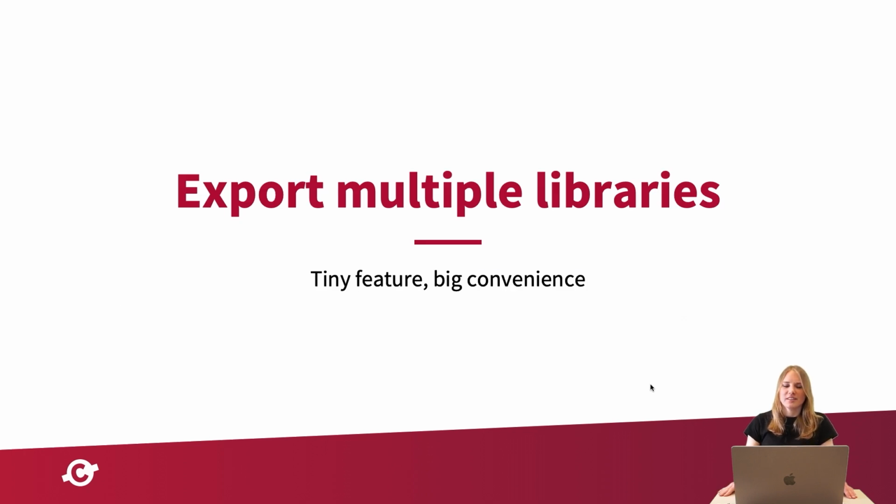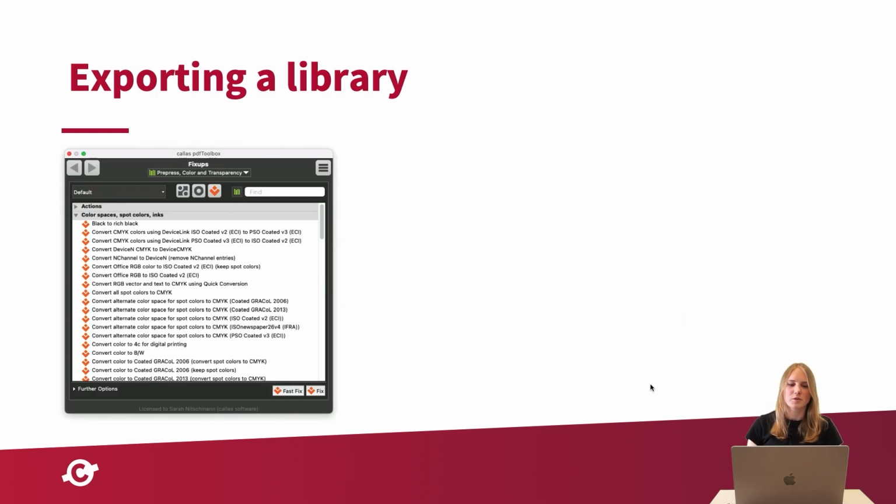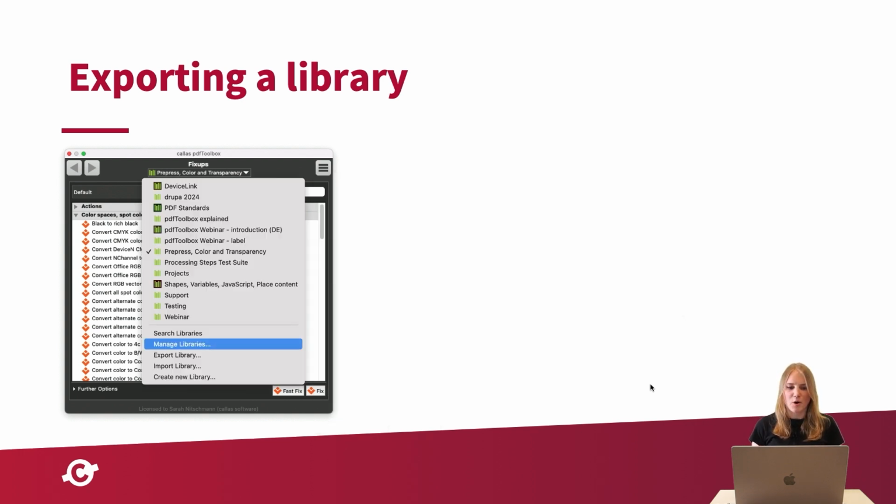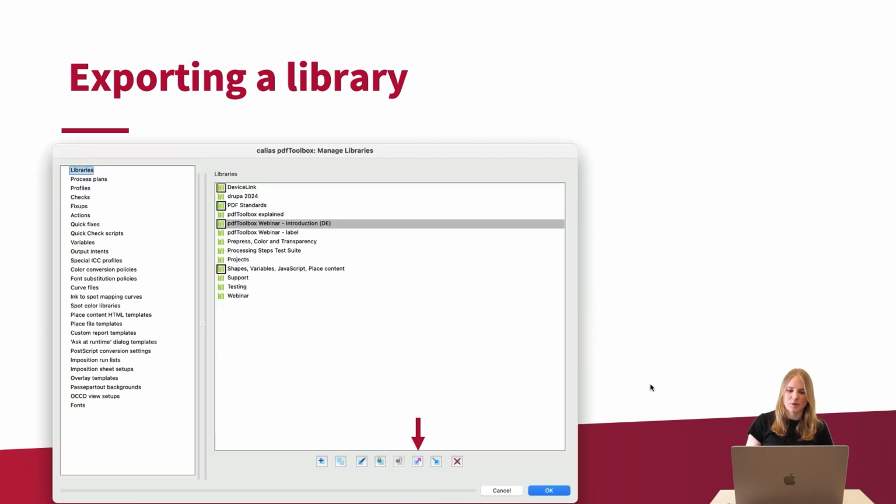So the next feature, super small but super handy, so it's definitely worth mentioning here as well. Export multiple libraries. So of course in pdfToolbox you can export libraries, so you can do that either by the hamburger menu when you go to export library, or you go to the manage library, and then here you also have an icon where you can export a library. The downside is that you can only export a single library.